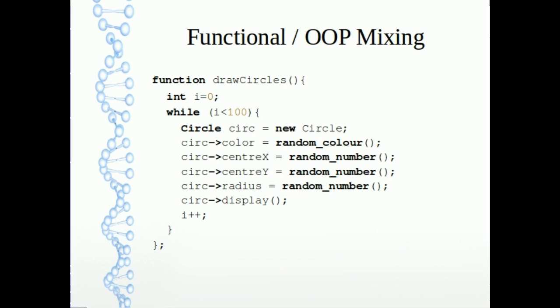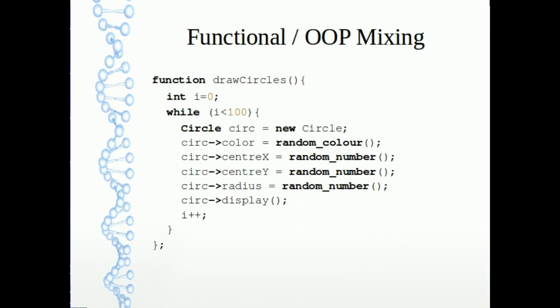If we look at the code we are executing 100 times, we can see that we are creating an object, which is an instance of the circle class, and then accessing the object's center x, center y, radius, and color properties, and assigning them random values. Then finally, we are calling the display method of the object. And this is all of the pseudocode necessary for this program. We can see that we are using a mixture of functions and classes, and that we are drawing circles of random size, color, and position in lots of 100.